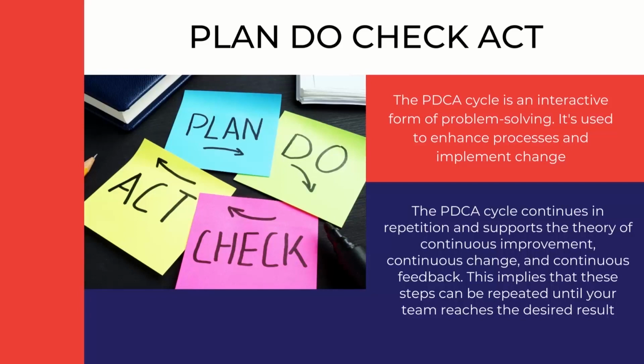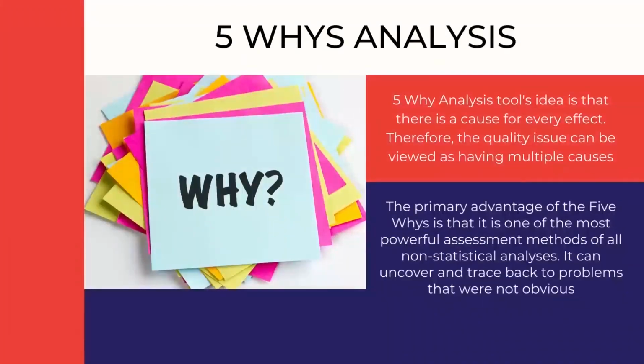Implement the solution permanently. The PDCA cycle continues in repetition and supports the theory of continuous improvement, continuous change, and continuous feedback. This implies that these steps can be repeated until your team reaches the desired result. The sixth approach is 5 Whys analysis. The 5 Whys analysis is a process improvement method used to identify the root cause. Toyota developed this method to develop a problem-solving mindset.